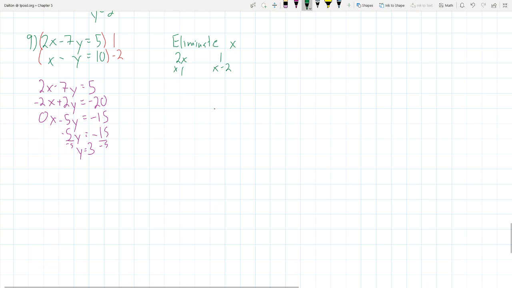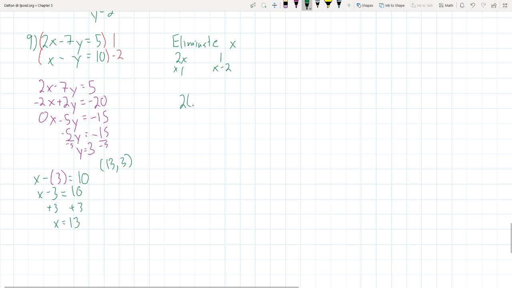I'm going to plug this into one of the original equations. Looking at this, I think my better choice is going to be the bottom one, so I'm going to go x minus 3 equals 10. So I get x minus 3 equals 10, so I add 3 to both sides. I get x equals 13. So 13, comma 3. Now I'm going to check them.